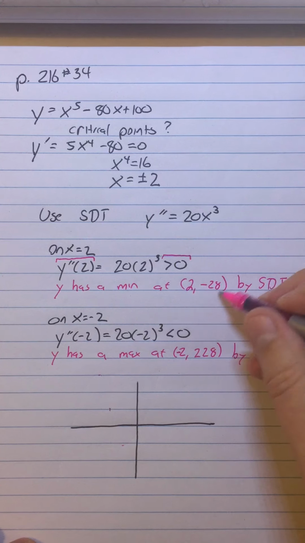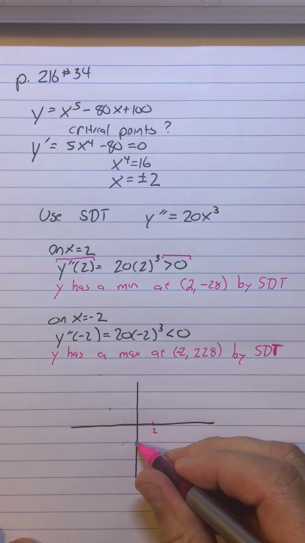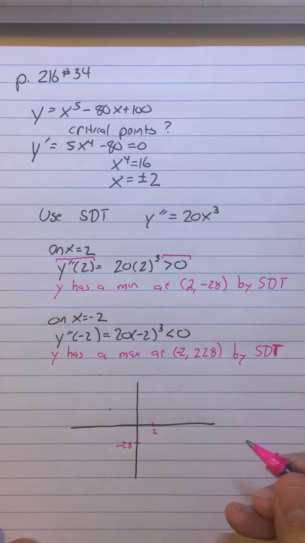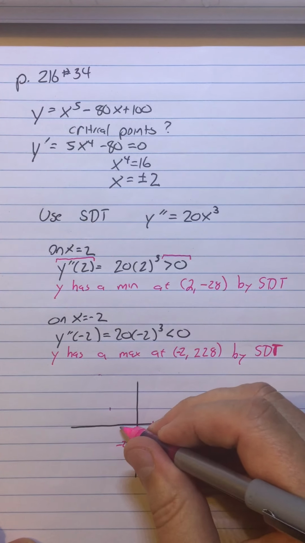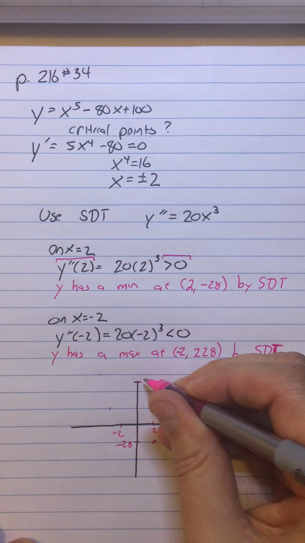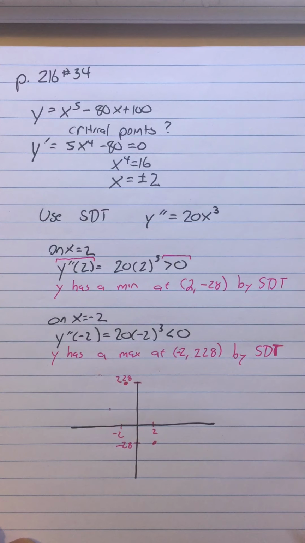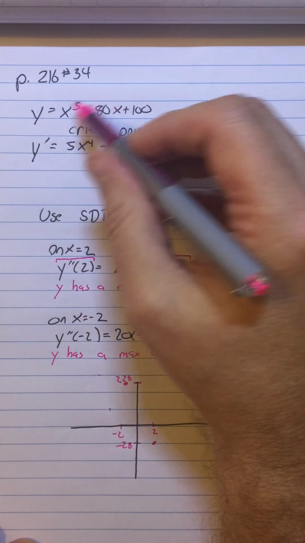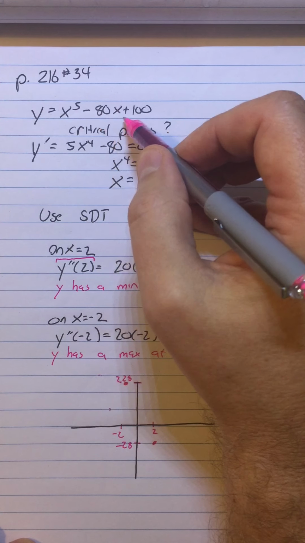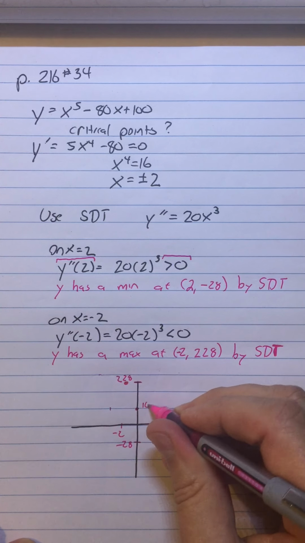All right, so we can make a sketch of this very quickly. Here's 2. We'll just scale our axes to be whatever we want. So here's 2, negative 28. Here's negative 2, 228. I'll just say it's right there, 228. So that's that point. All right. I can do some extra stuff that's very easy. Like I can see that the y-intercept is 100. Put zeros for the x's, I get 100. So the y-intercept is 100 right there.